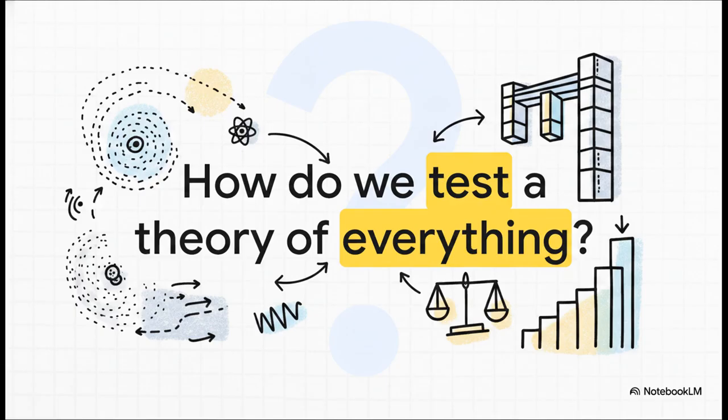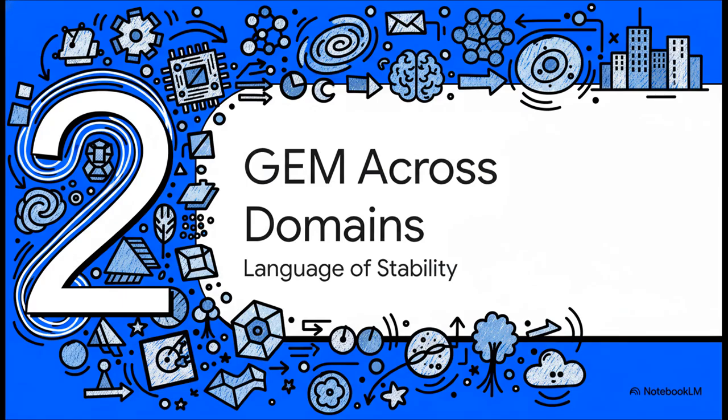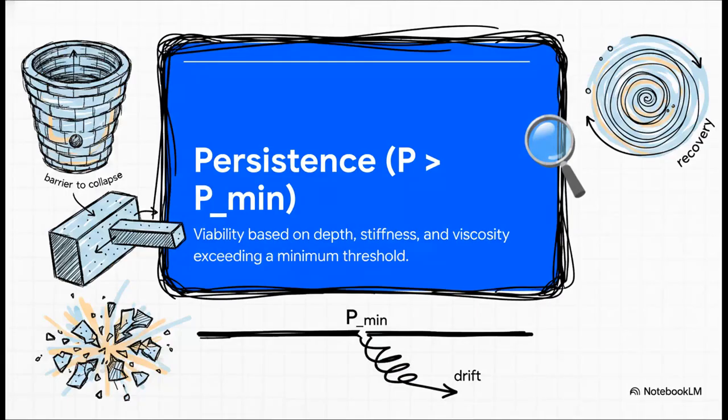resilience of everyday things? Which brings us to Section 2, GEM across multiple domains, a unified language of stability. Just as a super brief refresher on the core GEM formula, because I know we've covered this, a structure only exists in a meaningful way if it maintains coherence inside a dynamical shell. Basically, a system stays viable when its persistence score, its P, stays above a minimum threshold P-min.